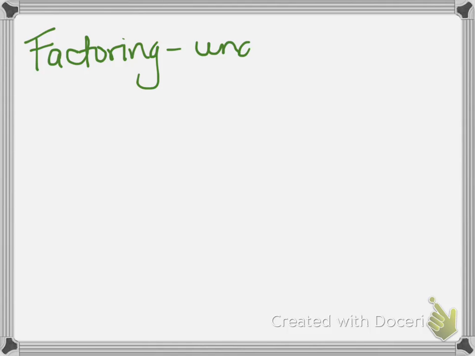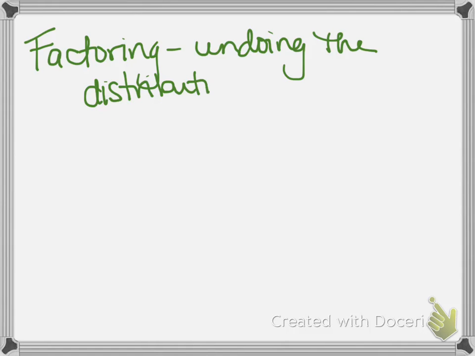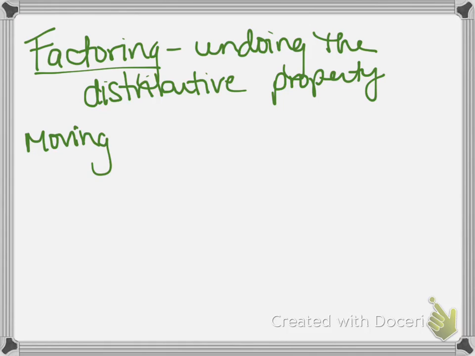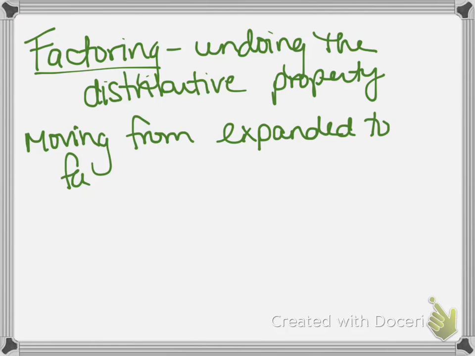Factoring is undoing the distributive property. So when you're factoring something, you're going to get something in expanded form. So you'll be moving from expanded form to factored form, whereas in the previous screencast, we were going from factored form to expanded form.